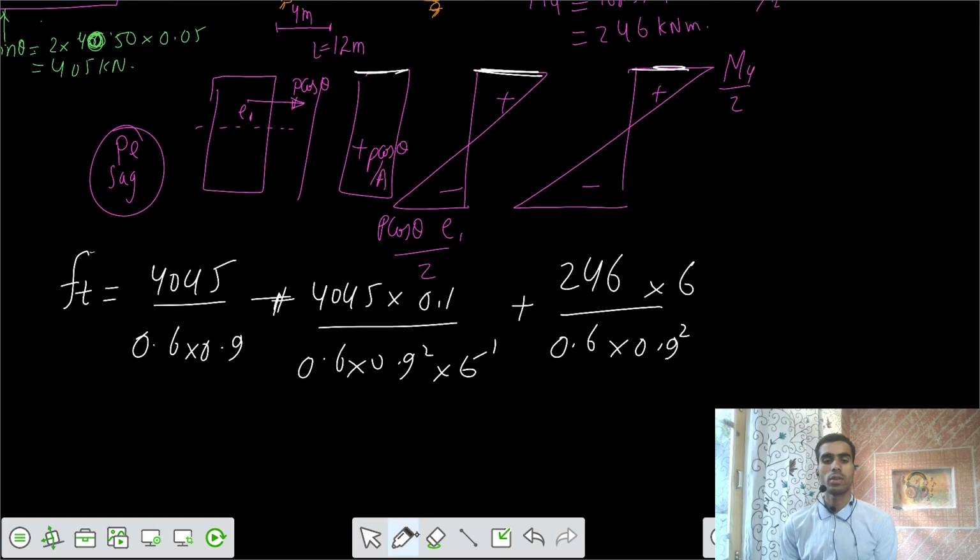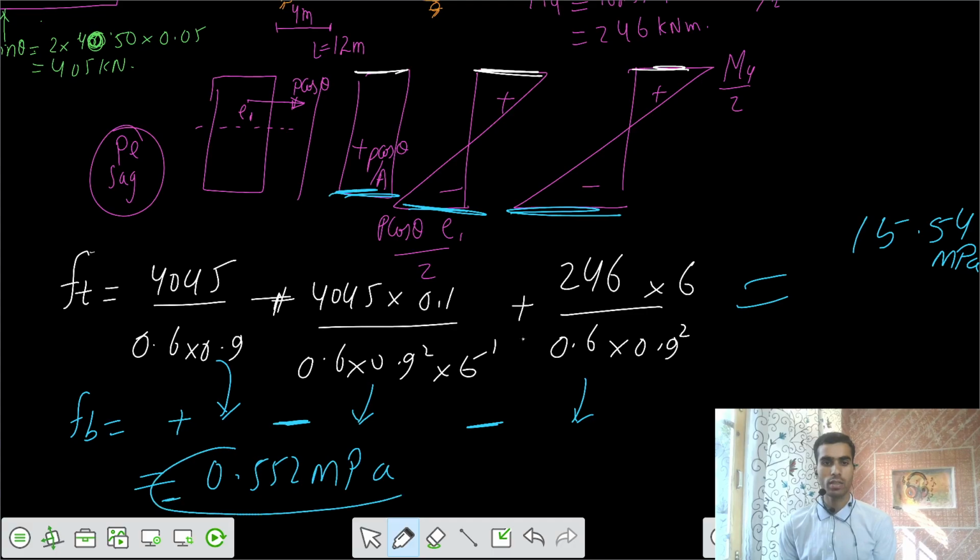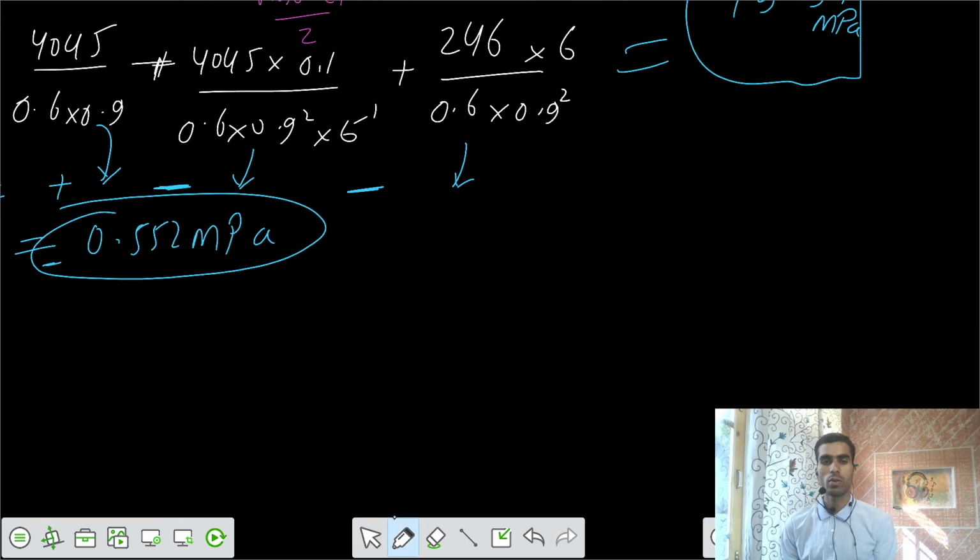So those are the stresses. Similarly at the bottom, can you tell me what the stresses at the bottom are? F bottom equals plus, after that minus, so this you have to plus, then after that you have to minus. So you got the values: stress at the top equals 15.54 megapascal, and stress at the bottom equals 0.552 megapascal, negative. This is negative stress, and the top value is positive 15.54. So this is your variation.